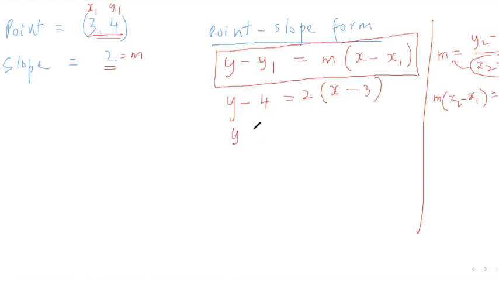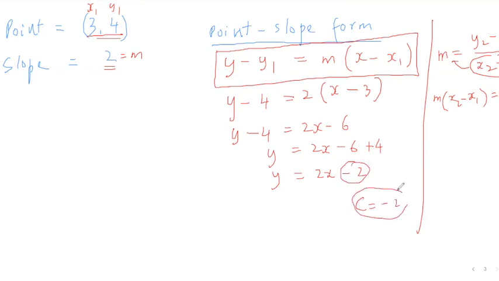Now just do a little bit of algebra. y minus 4 is equal to 2x minus 6. So y is equal to 2x minus 6 plus 4, so y is equal to 2x minus 2. We also found what c is: in this, c is minus 2. Is that fine, guys? If you were given a point and slope and you were to write the equation of a line, you use this method and you'll come to this result.